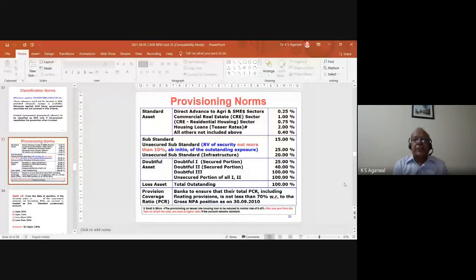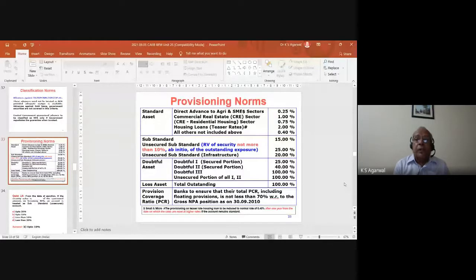Now, in case of substandard account, normal provisioning is 15% of my book outstanding. Normal substandard account, there was a car loan, there was a housing loan, there was other machinery loan, where security was existing. But sometimes we make advances where there was no security, like bill purchase or personal loan. Or there can be some advances where realizable value of security was not more than 10% of the outstanding exposure.